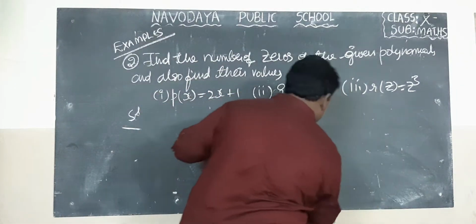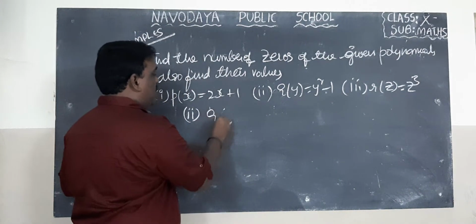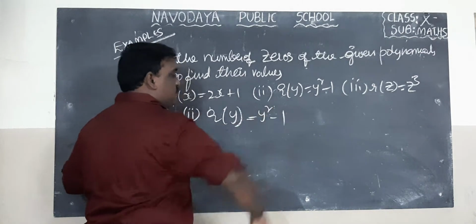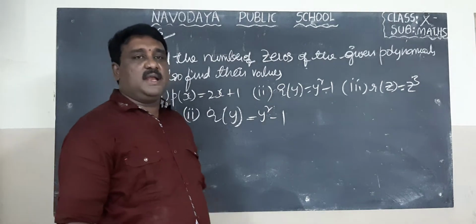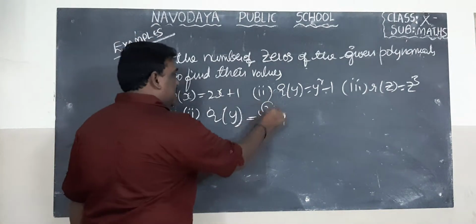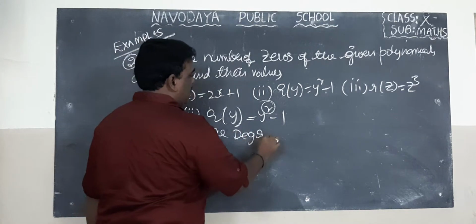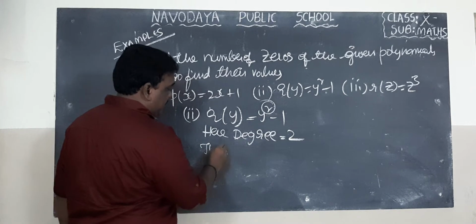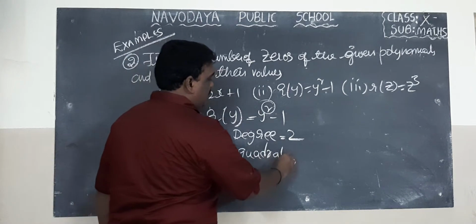See the second one. What is the second one? Q of y. Y is a variable, Q is a polynomial. Q of y equal to y square minus 1. Okay? What is the degree here? Here degree equal to 2. It is a quadratic polynomial.